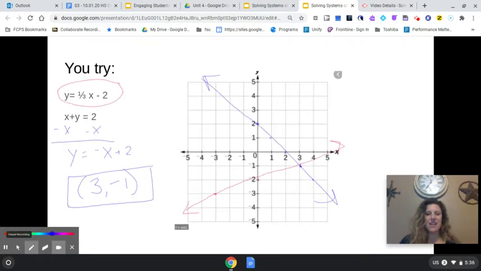Okay, we see that the first line is in red. It had a y-intercept of -2 and a slope of 1/3. So rise 1 and run 3. The second equation, if we transform it into slope-intercept form, looks like y equals -x plus 2. So it has a y-intercept of +2 and a slope of -1. So we go down 1 and right 1. And I see that these two lines meet, and the coordinate that they meet at is (3, -1). So that is the solution to this system.